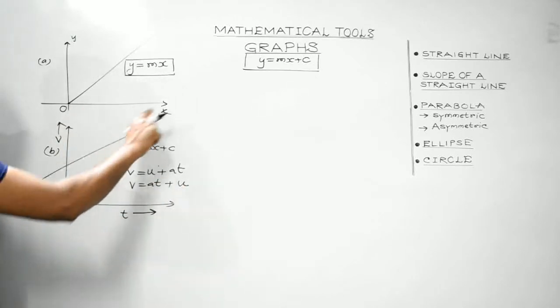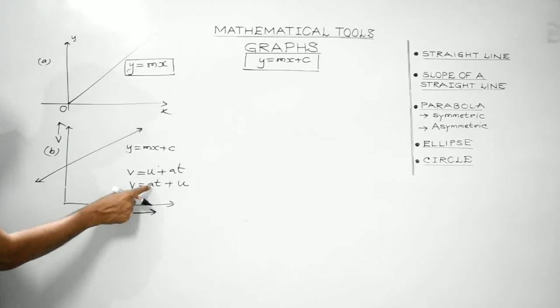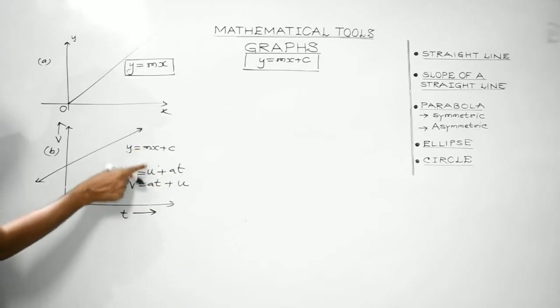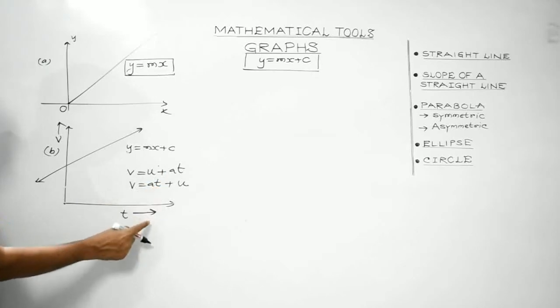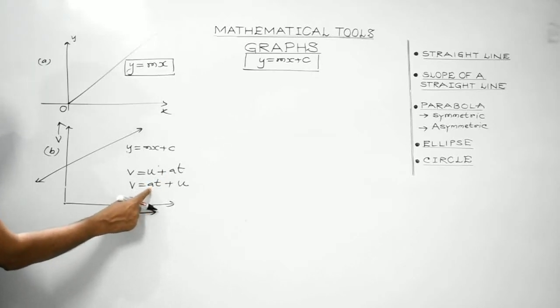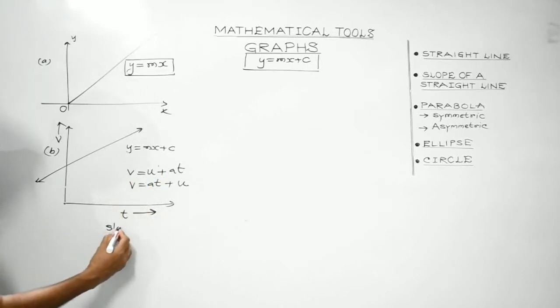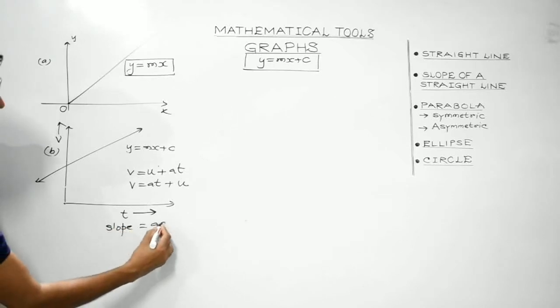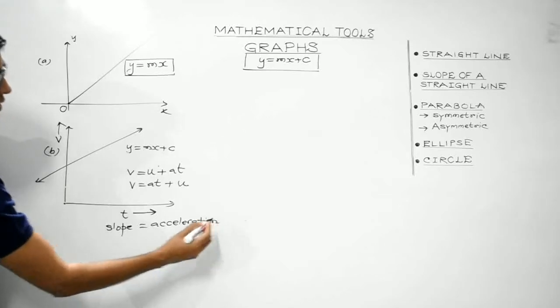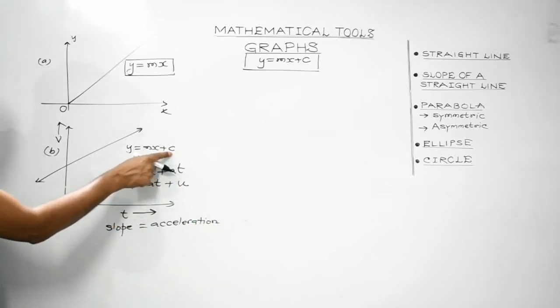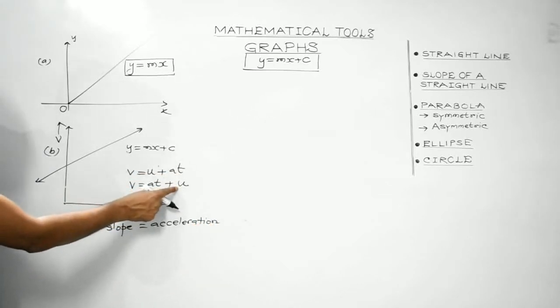It would be a straight line. Slope of this graph, please compare mx, coefficient of x is slope. Here x is represented by time, so the coefficient of time is acceleration. So slope of this graph will give us acceleration, right? And what about c? It is the intercept of the y-axis, which in this case is u.